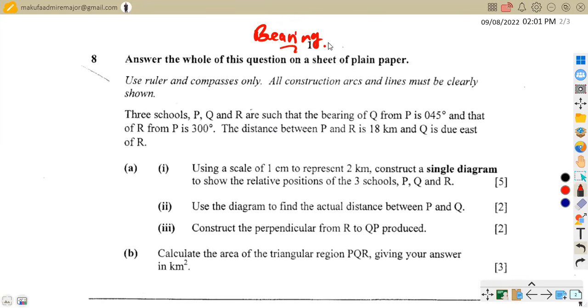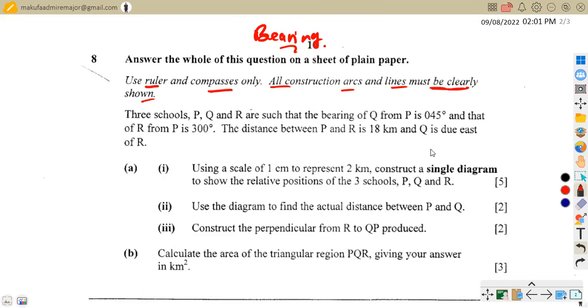Actually, you must know the basics of construction. I think we did the construction of angles and everything in our previous classes. So yeah, it's going to help us to attempt this one. So here we've got a question which is: answer the whole of this question on a sheet of plain paper. Use ruler and compasses only. Take note, ruler and compasses only. All construction arcs and lines must be clearly shown. Okay, so that is the part that you're given.